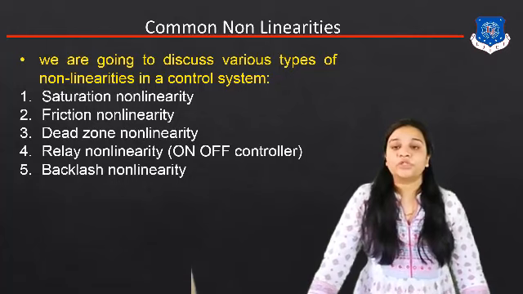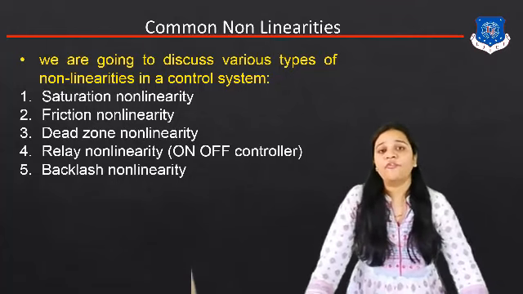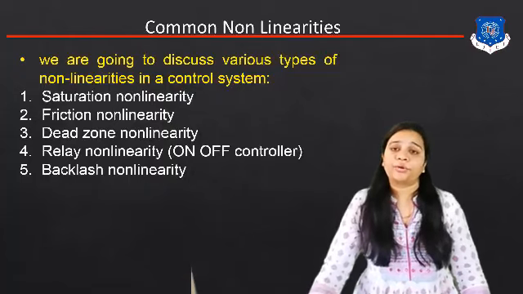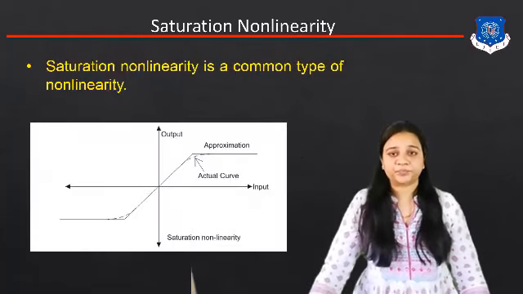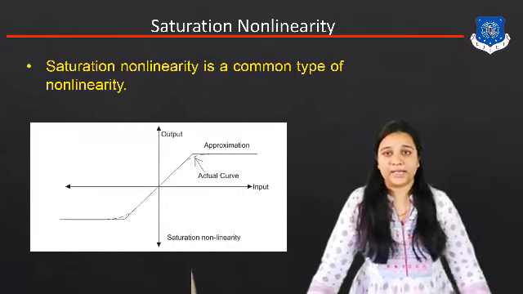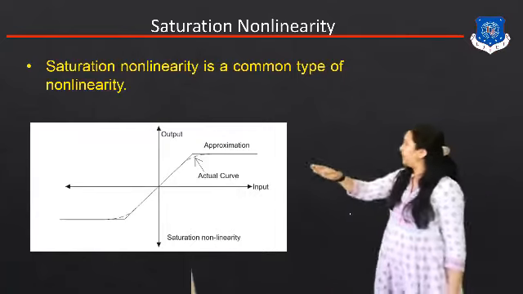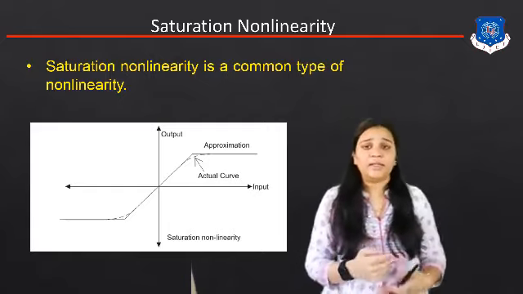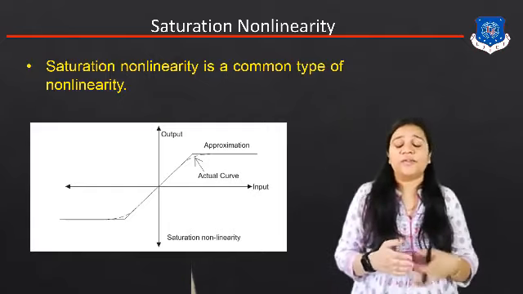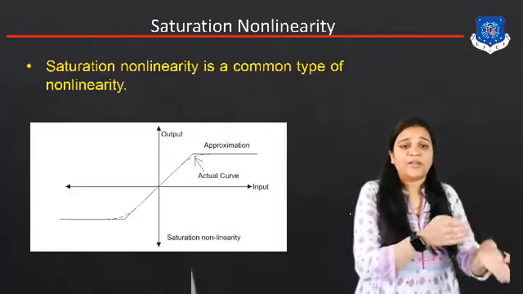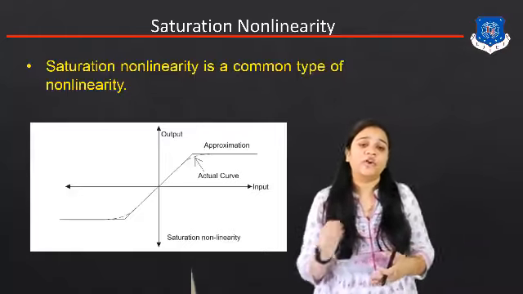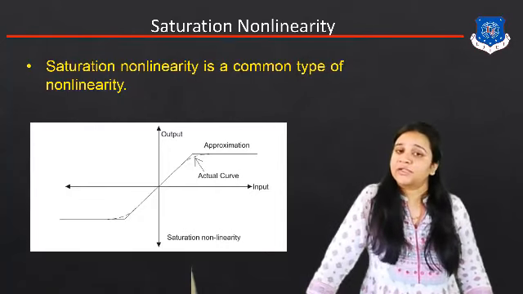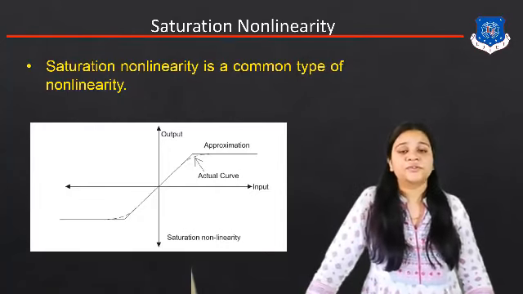Okay, so we have to study one by one the different types of common non-linearity used in control engineering. The first one is the saturation non-linearity. Saturation non-linearity is a common type of non-linearity. As we discussed earlier, whenever we increase the value of omega, after some time we get some saturated value for the output. This type of non-linearity is the saturation non-linearity.